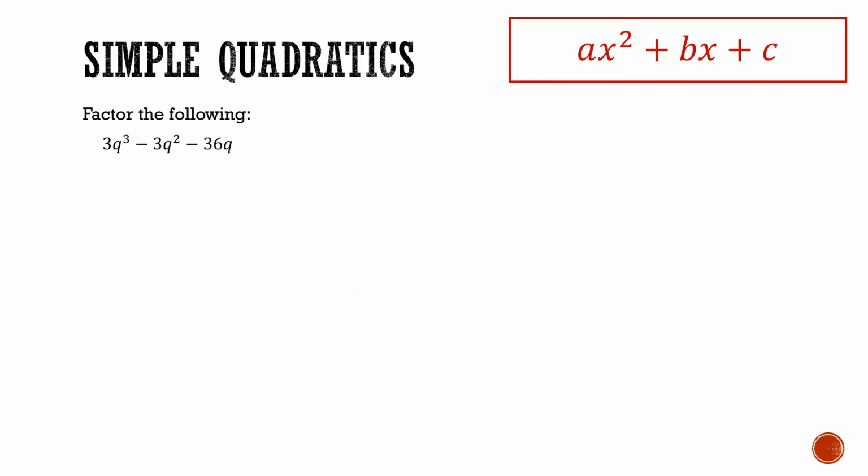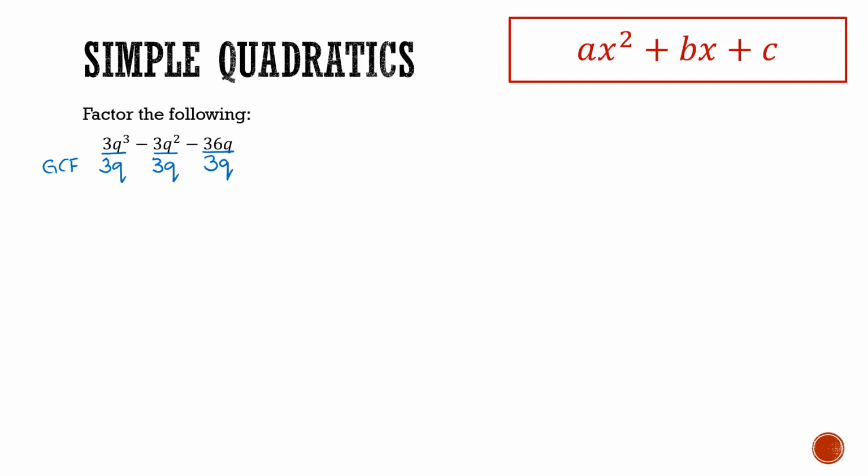So here's our next example. I've got 3q cubed minus 3q squared minus 36q. First step to factoring, we're going to factor out the greatest common factor. If I look at these three terms, I can see that I have 3 that goes into each term. And also I've got q in each term, the lowest power being 1, so we'll just leave it at q.